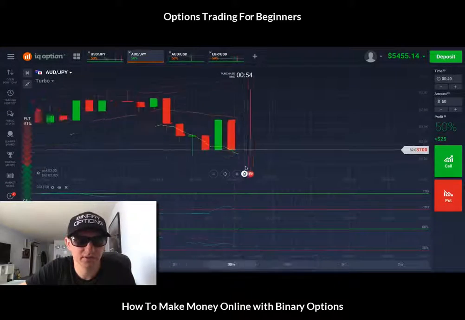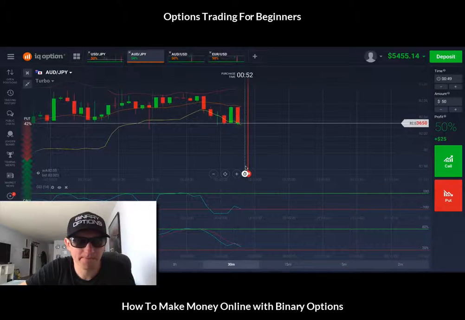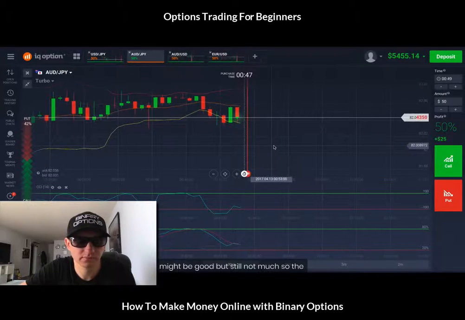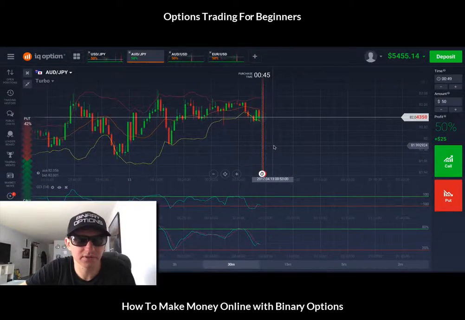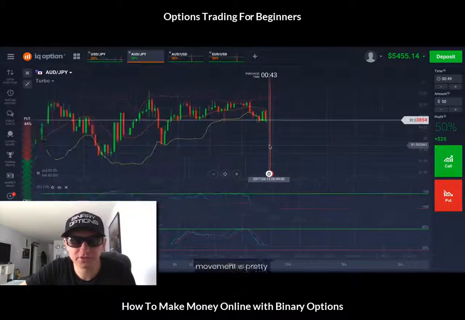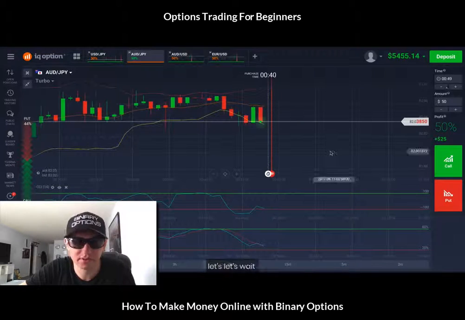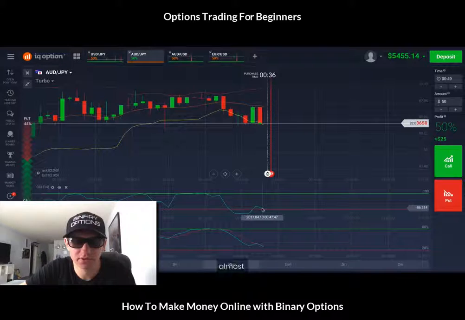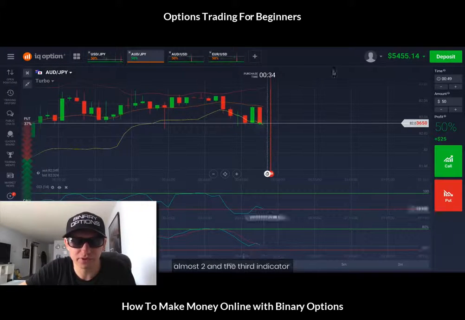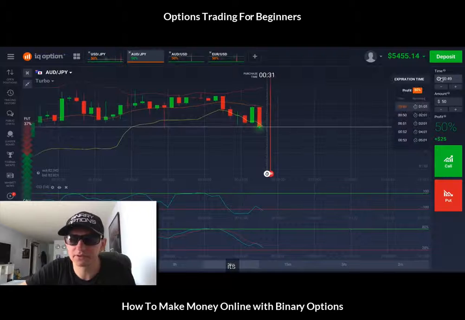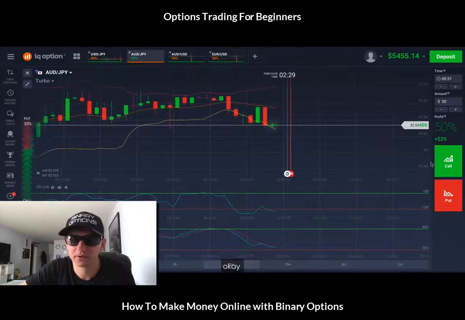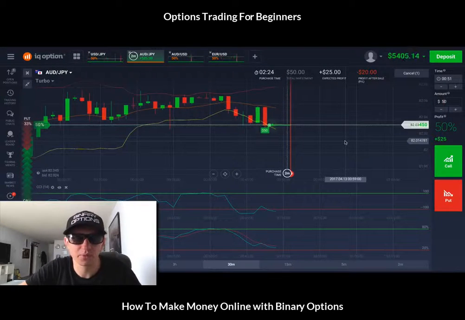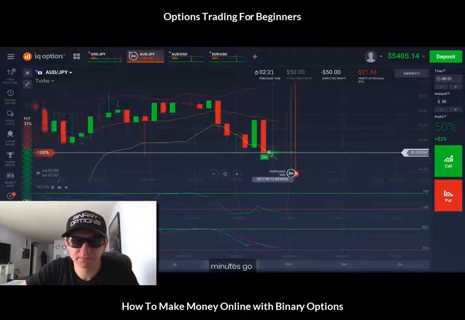Aussie JPY, this might be good, but still not much. Oh, the movement is pretty decent here, so let's wait a bit. So we got 1, almost 2, and the third indicator is on its way. Okay, let's proceed with the 3 minutes call stake.